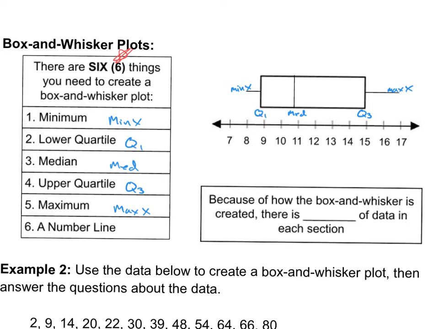Q1, that's going to be talking about our lower quartile. We're going to have the median, which we've been working with. And now we're going to have a Q3, which would be your upper quartile. And then we have the max, which would be your maximum number. Now we are going to want to have those 5 things from our calculator. And then we also just need to make sure we have a number line to work with.